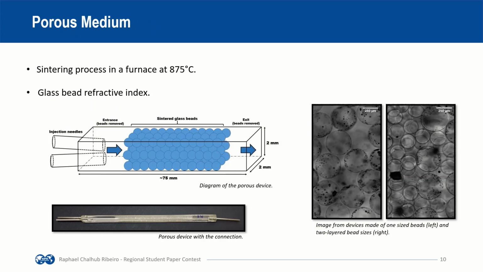As mentioned before, the artificial porous media used in this work are composed of a package of glass beads, sintered in a furnace at 875 degrees Celsius. It is very important for us to match the refractive index of these beads with those of the fluids in order to minimize inner refraction and to improve the depth of visualization. The porous media are placed in a square pipe of 2 mm side.